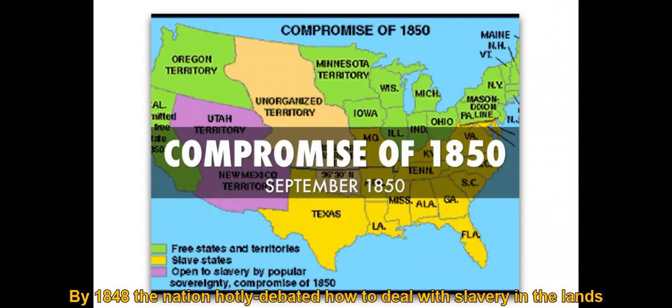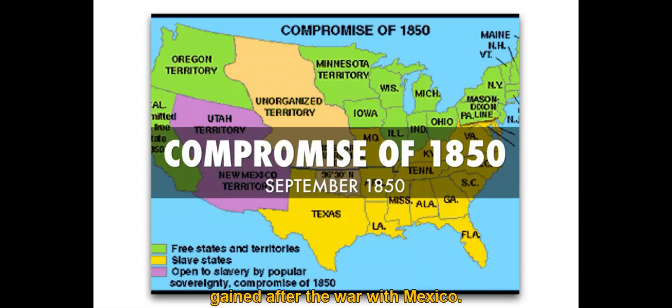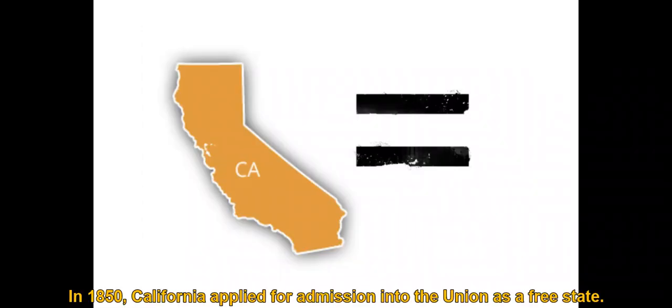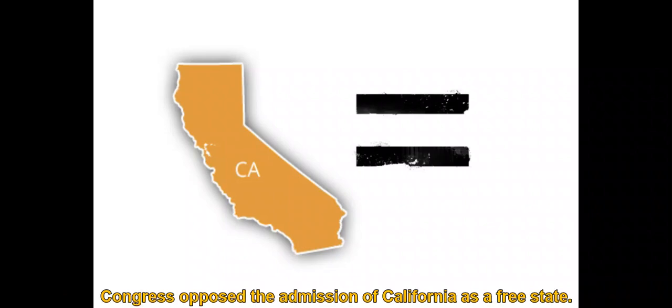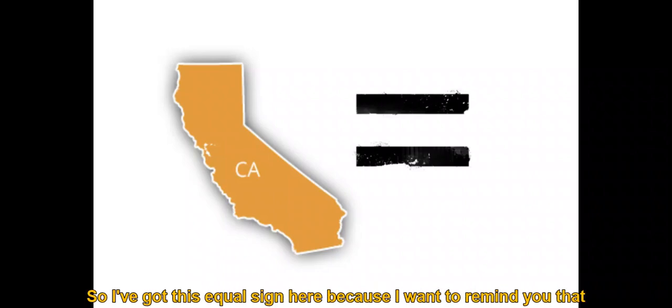By 1848, the nation hotly debated how to deal with slavery in the lands gained after the war with Mexico. In 1850, California applied for admission into the Union as a free state. This would make slave states a minority in the Senate. Southerners in Congress opposed the admission of California as a free state.